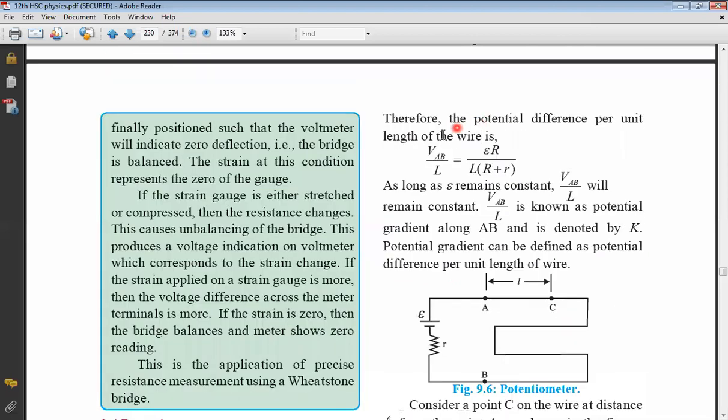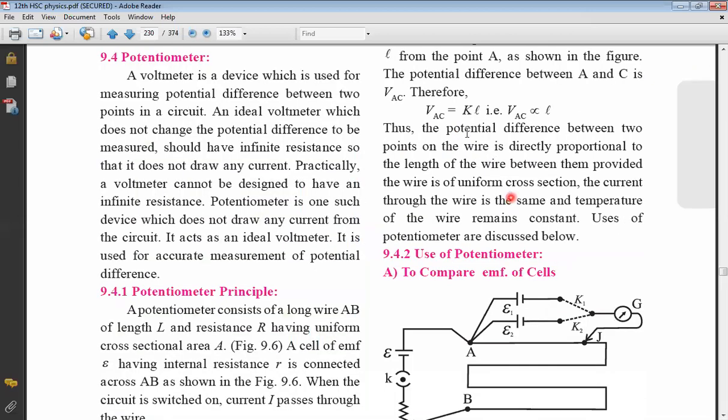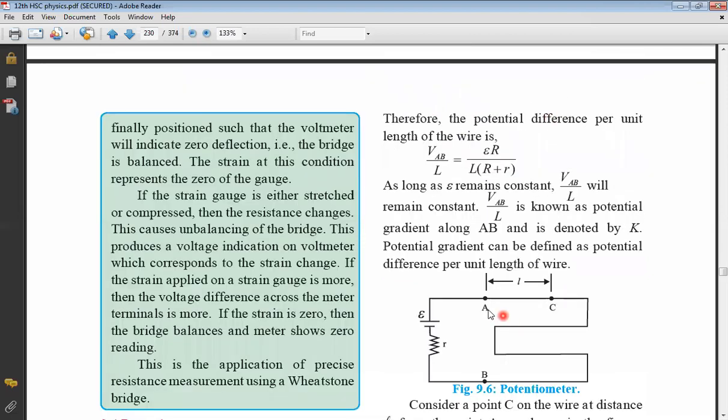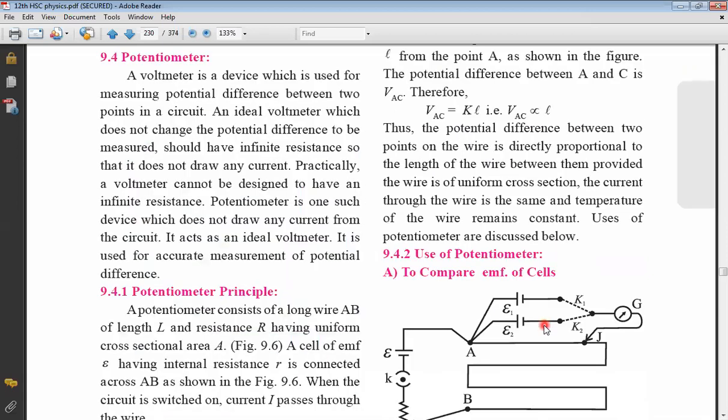What did we establish here? VAB, potential difference across AB, is equal to K times capital L. Similarly, potential difference across AC will be K times small l. K is a constant, so potential difference across AC will be proportional to small l, the length of the wire between A and C. In short, what we have proven is potential difference between 2 points A and C is directly proportional to length of the wire L between A and C. As the length of this wire keeps on changing, proportionately the PD across AC will change. So that is the principle of potentiometer, that PD between any 2 points on the wire is directly proportional to length of the wire between them.